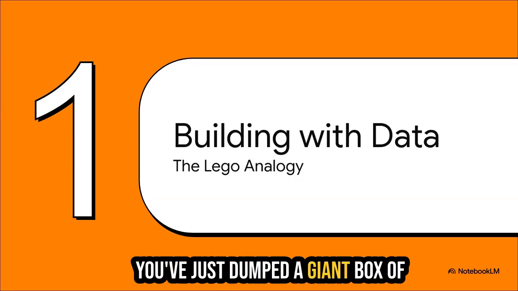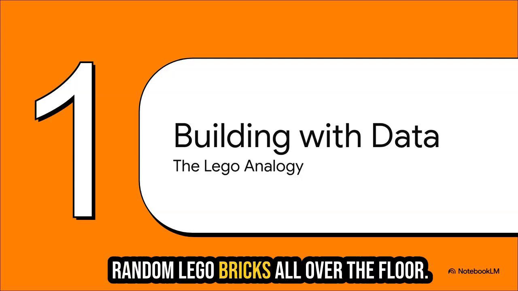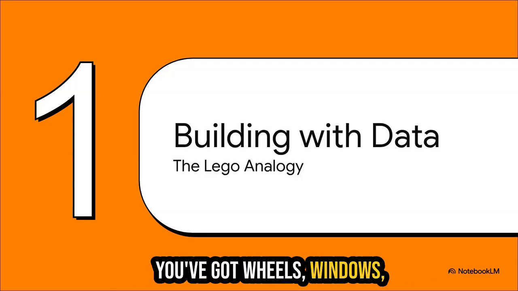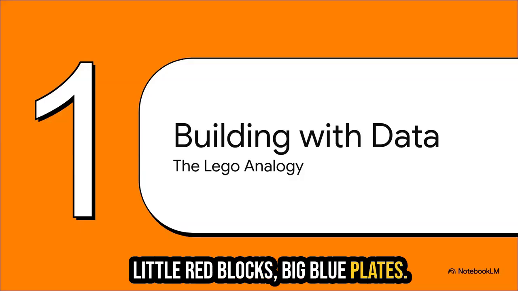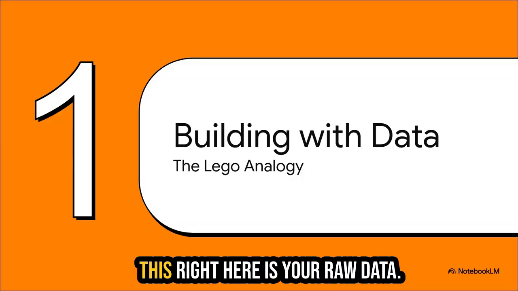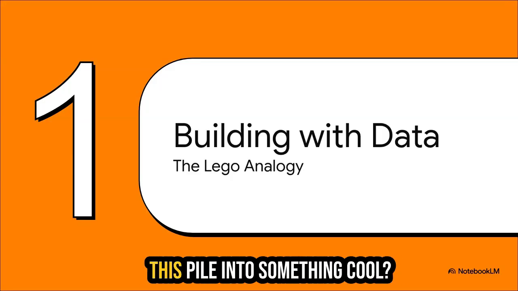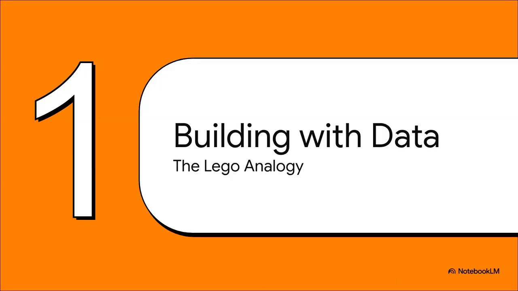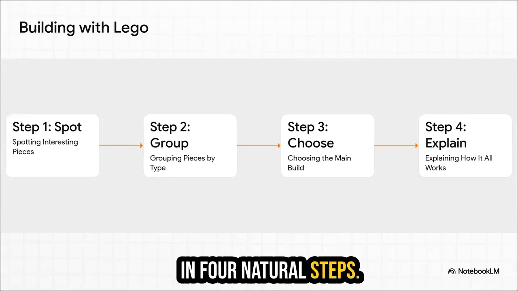Okay, so picture this. You've just dumped a giant box of random Lego bricks all over the floor. You've got wheels, windows, little red blocks, big blue plates. It's a colorful mess. This, right here, is your raw data. The question is, how do you turn this pile into something cool? Well, you kind of do it in 4 natural steps.